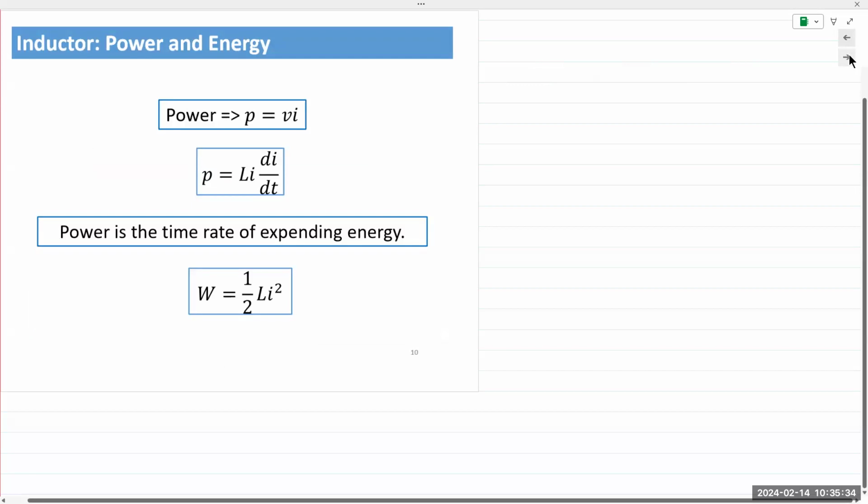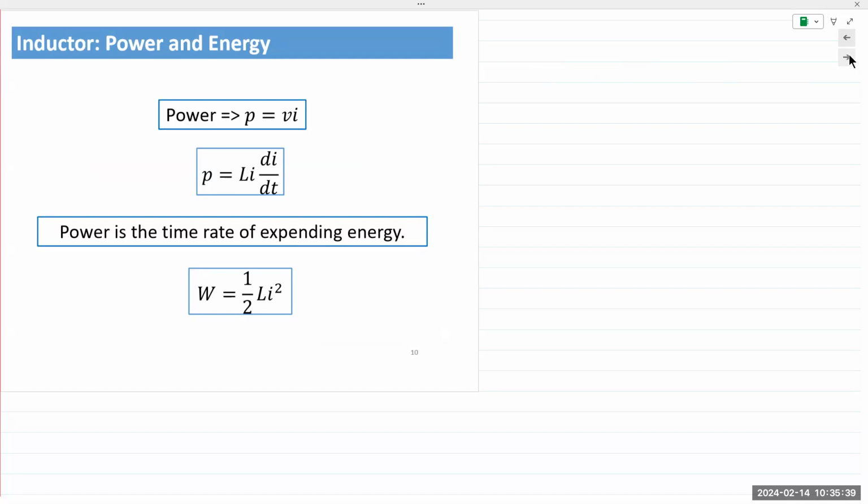All right, power equations. Electrical power is still the same expression. P is the product of voltage and current. P equals VI. Simply plug in the equation for V, and you obtain L i di over dt. And then, of course, power is the time rate of expending energy. So W is half L i squared. This is the total energy stored in the inductor.